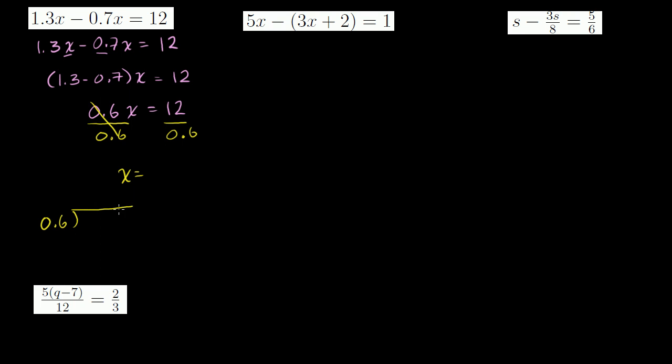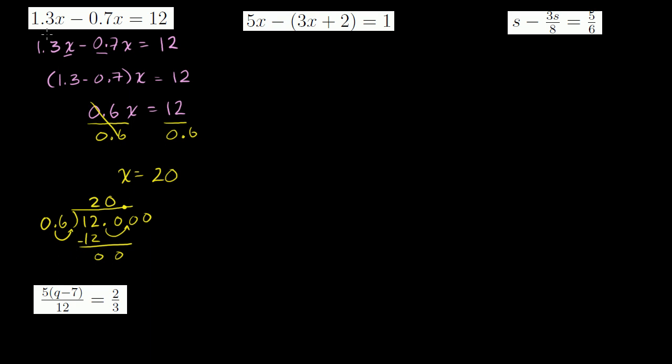0.6 goes into 12. Let's add some decimal points here. That's the same thing as 6 going into 120. 6 goes into 12 two times, 2 times 6 is 12. Subtract, you get a 0. 6 goes into 0 0 times. This is going to go 20 times. 12 divided by 0.6 is 20.